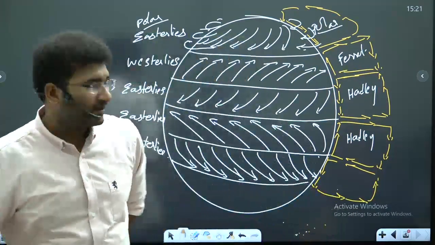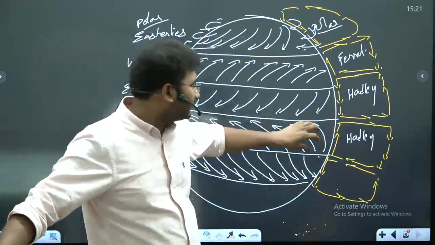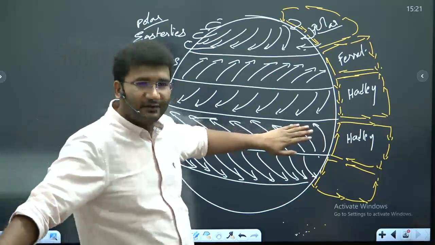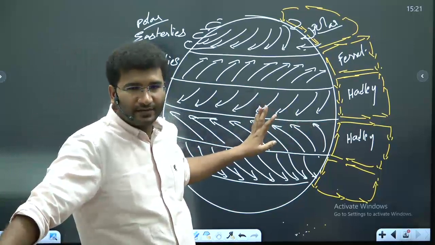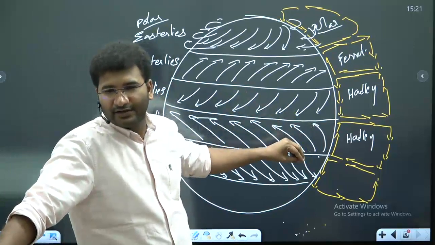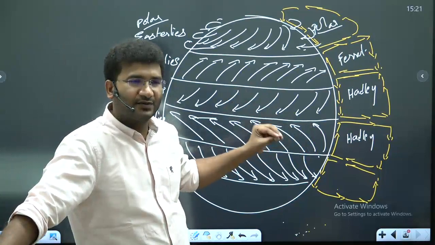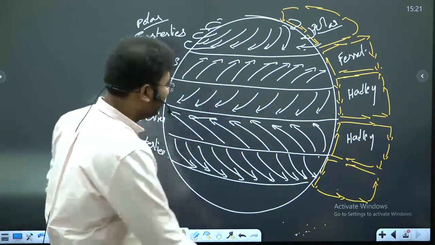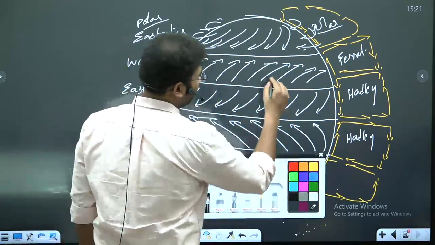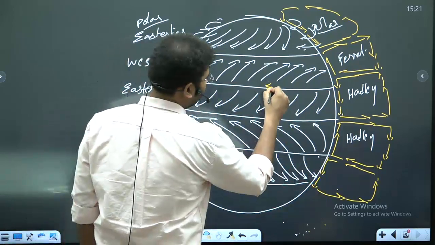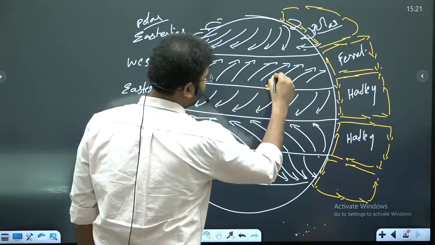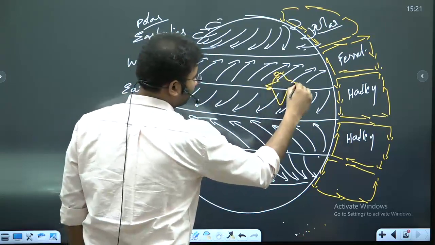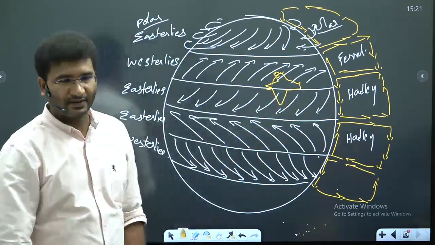Suppose I am weakening these trade winds, imagine the movement of these trade winds is very, very weak. Whenever the movement of the trade winds is weak, it will also impact the monsoonal system. How? See, where is your India? Your India is somewhere here, right? Do you agree? This is your India.